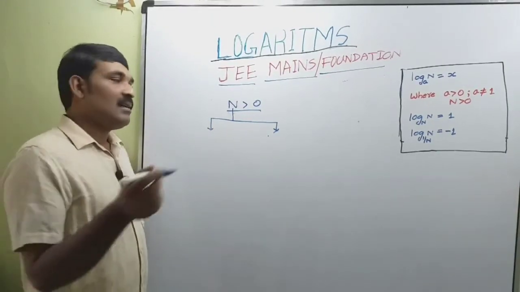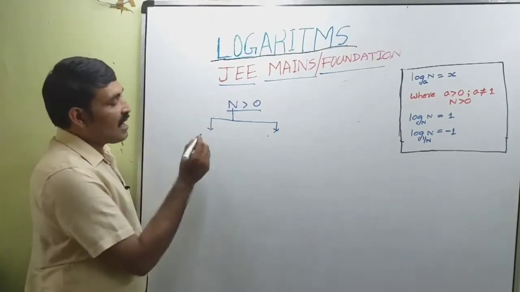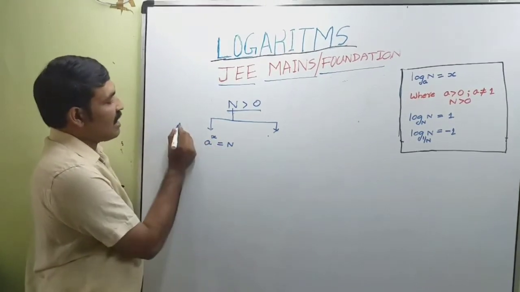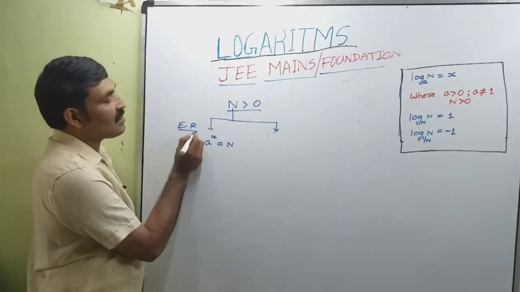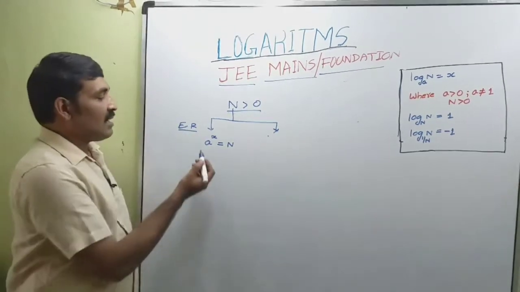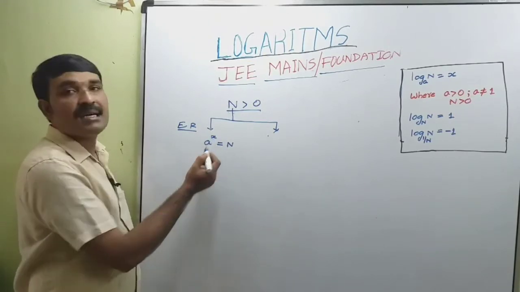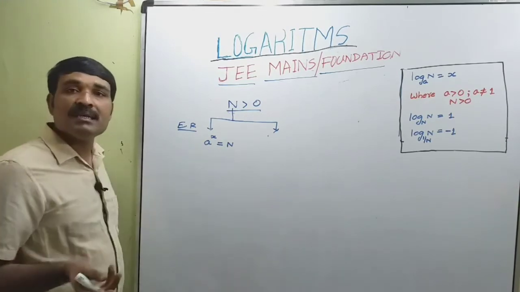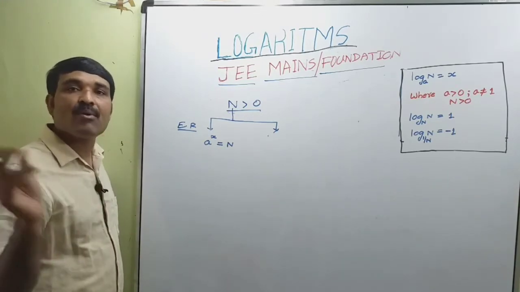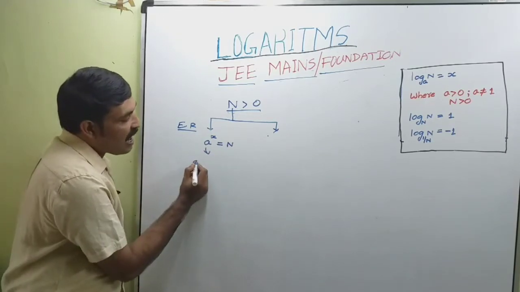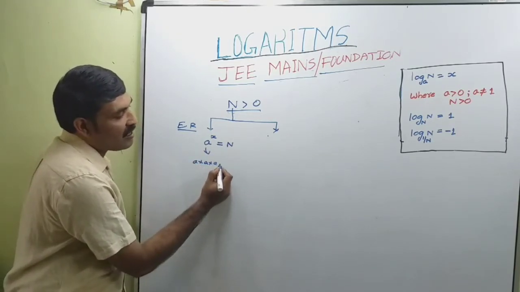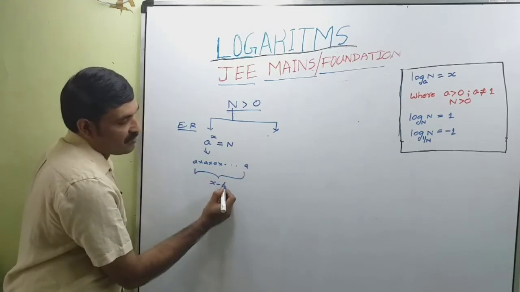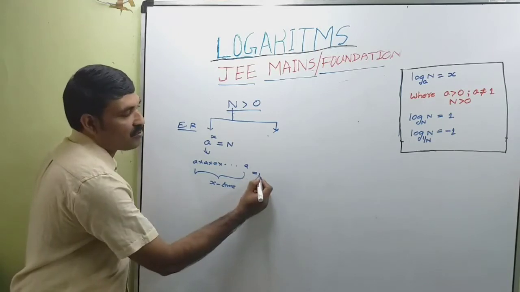In general, the exponential representation is a raised to x is equal to n. Here a is the base, x is the exponent, and n is the positive real number. This a raised to x means a is multiplying x number of times. That means a into a into a into up to a, x times. This is equal to n.